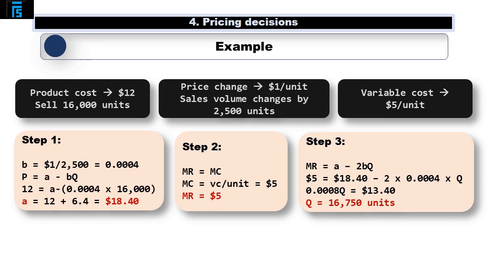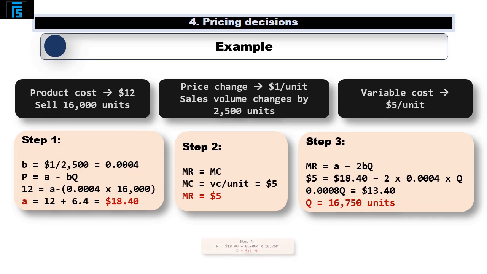Knowing that MR is $5, we can now use the A and B figures previously calculated to find a figure for Q at the optimal point. Here we now use the formula MR equals A minus 2BQ. Therefore, $5 equals $18.40 minus 2 times 0.0004 times Q. Rearranging the formula takes us to 0.0008 times Q equals $13.40, and therefore Q equals 16,750 units at the optimum point.